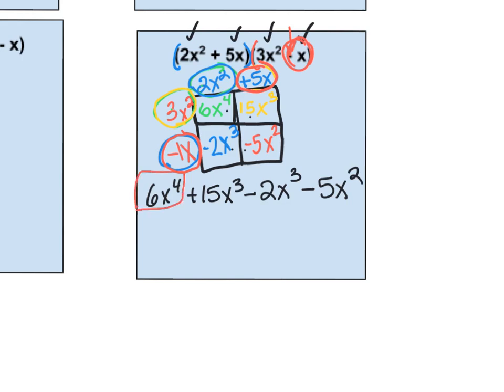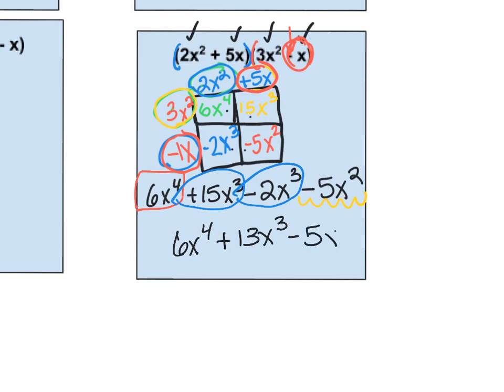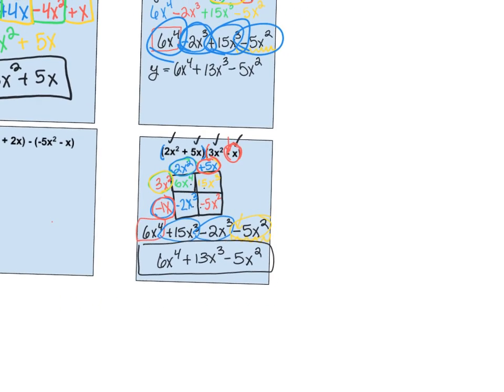I'm going to box my first term and anything that goes with it. I have no other x to the 4th, so I know that this is just by itself, 6x to the 4th. My next term is 15x cubed, and I have negative 2x cubed that I can combine with it. So that gives me 13x cubed. And then last, I have this x squared. I have no other x squared, so I just need to leave it at negative 5x squared. Don't forget that this negative sign goes with the term after it. So this is my final answer, which is exactly what I have right here.